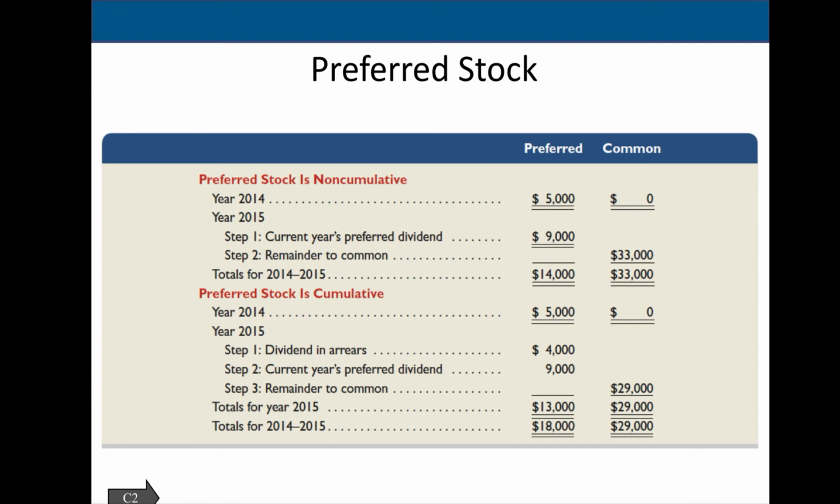So it's just a look at what that would look like if we had non-cumulative versus cumulative in those two scenarios. Pretty self-explanatory. In the situation where we have cumulative, our first step is to clear the previous years' dividends in arrears, the amount that we didn't pay for previous years, and in the other scenario, we don't have to do that. That would be the only difference.